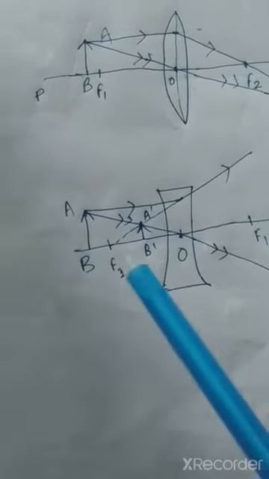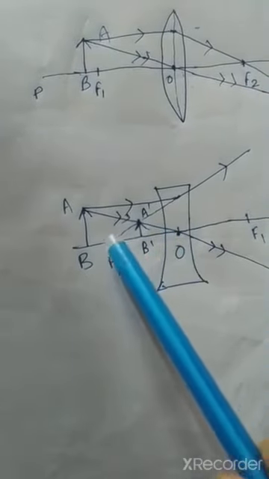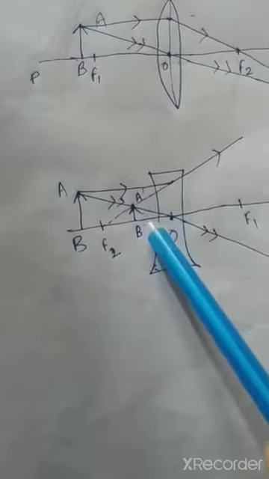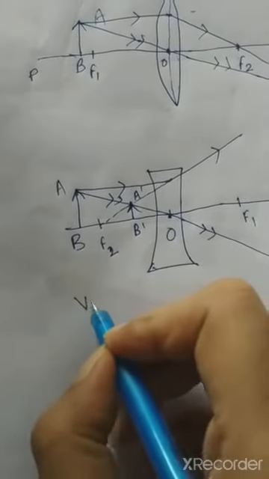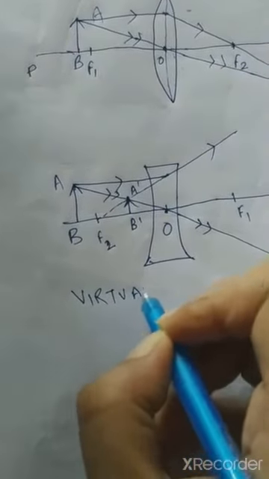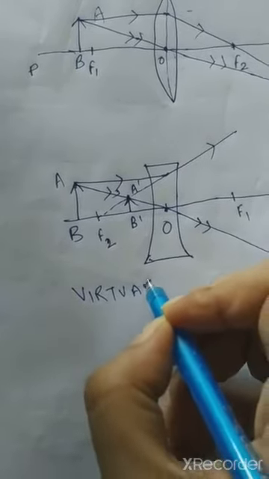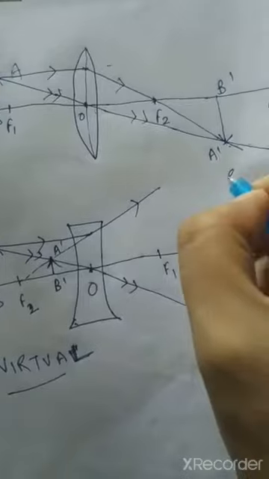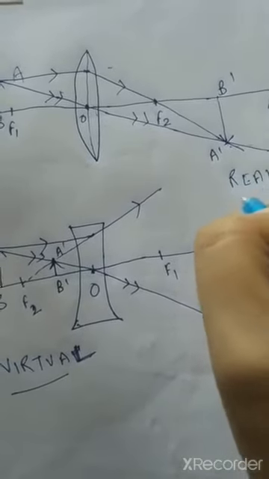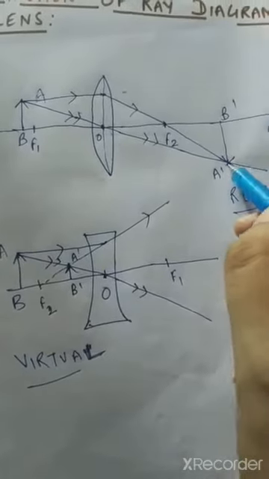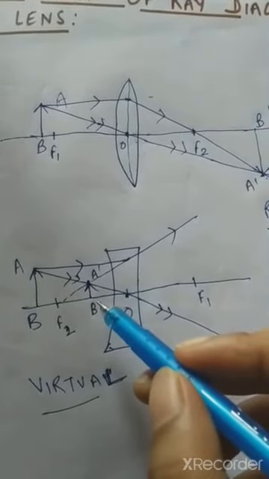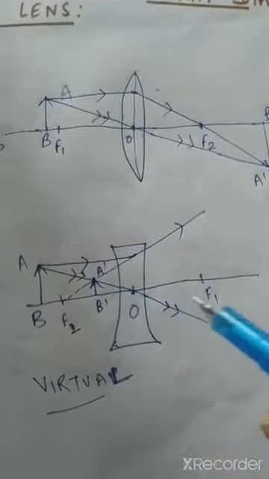Now because I have extended this ray in the backward direction and only then they intersect, in this case the image formed is virtual. Okay, so in this case the image formed will be virtual, and in the other case the image formed is real, because these two rays of light after refraction are actually meeting at this point, and in the concave case these two rays of light after refraction only appear to meet at this point.